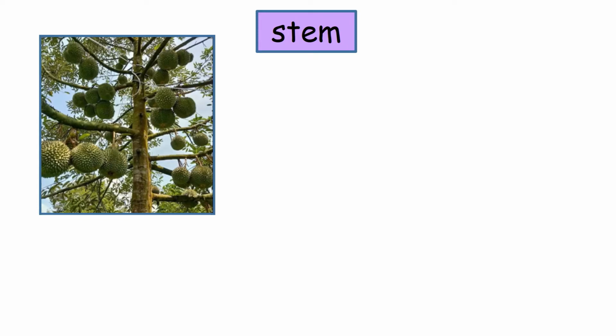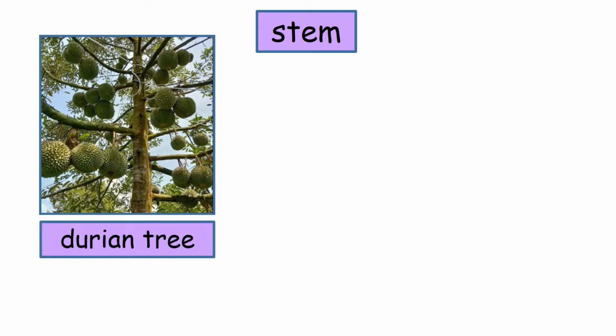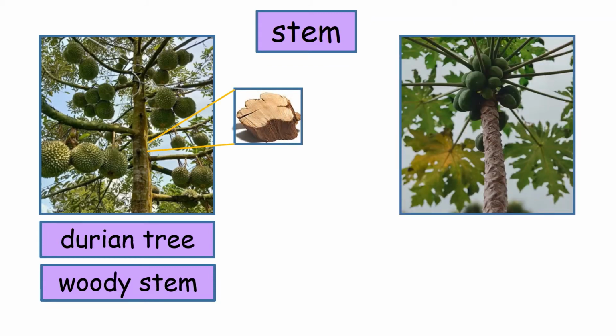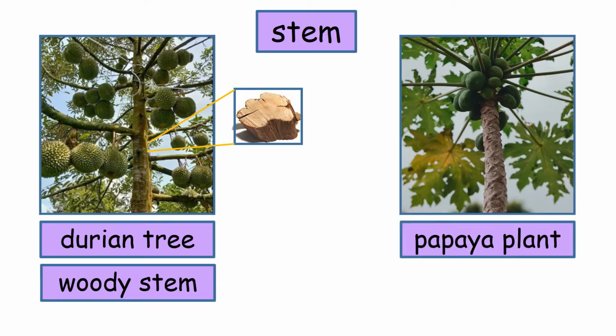Look at this durian tree. It has a woody stem. A woody plant is a plant that produces wood as its structural tissue and thus has a hard stem. On the other hand, a papaya plant has a non-woody stem.